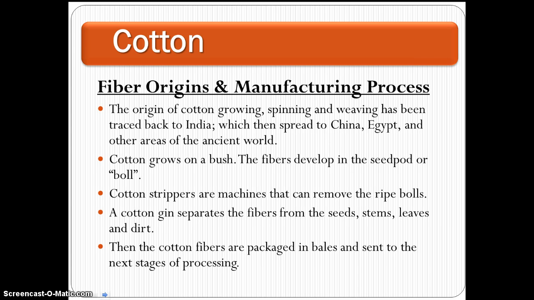A cotton gin is another machine that's used to separate the fibers from the seeds and the stems and the leaves and the dirt. Some are able to separate more than others. After that, the cotton fibers are packaged in bales and then sent to manufacturing factories for the next stages of processing.